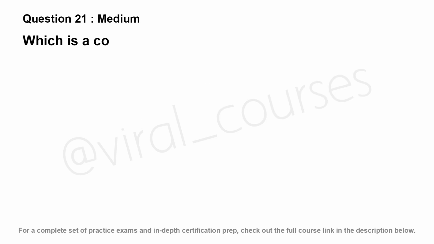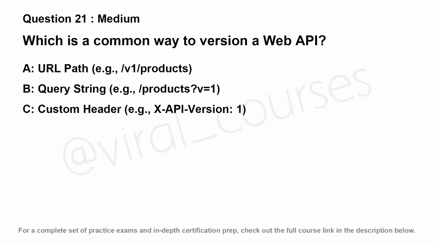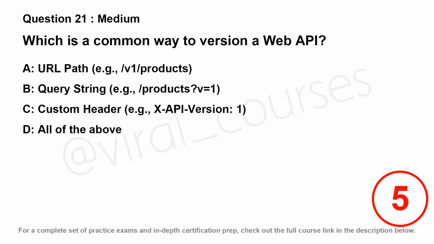Which is a common way to version a web API? Option A, URL path, e.g., v1/products. Option B, query string, e.g., products?v=1. Option C, custom header, e.g., X-API-Version: 1. Option D, all of the above.